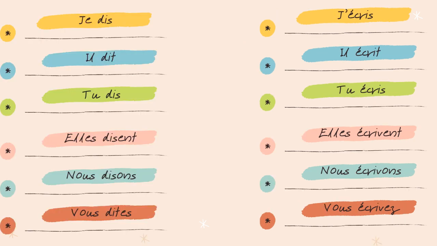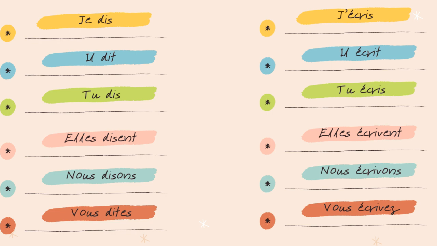Now, there are quite many irregular verbs as well for the RE verbs. However, here are two important ones that you should know. One of them is dire, which means to say, and you'll see the conjugations on the left, and it goes je dis, il dit, tu dis, elle dit, nous disons, and then vous dites. And then on the right, there's écrire, which means to write, and we have j'écris, il écrit, tu écris, elle écrit, nous écrivons, and then vous écrivez.